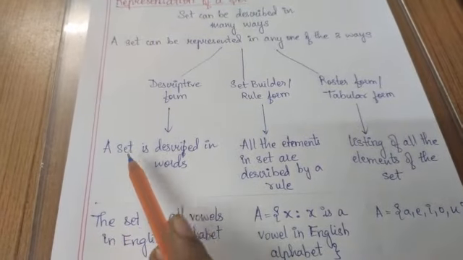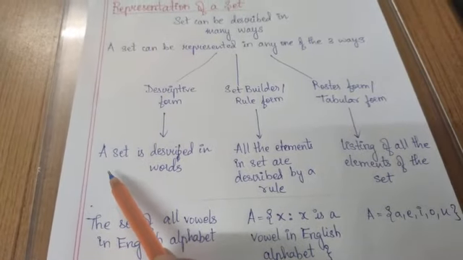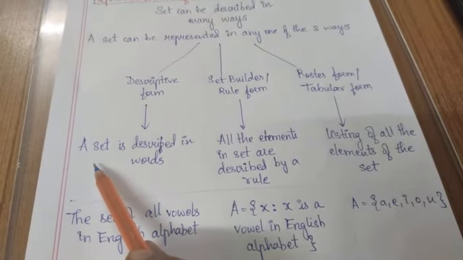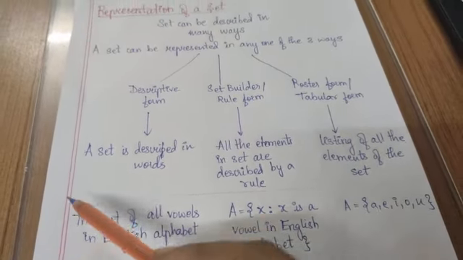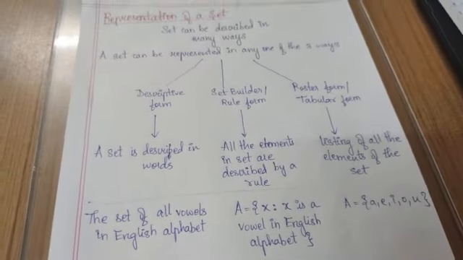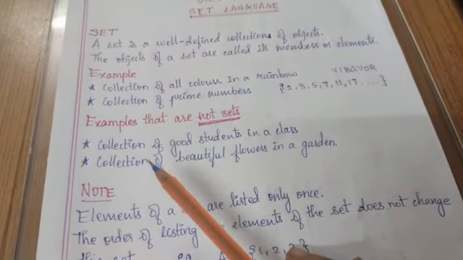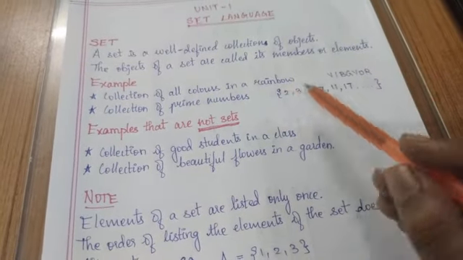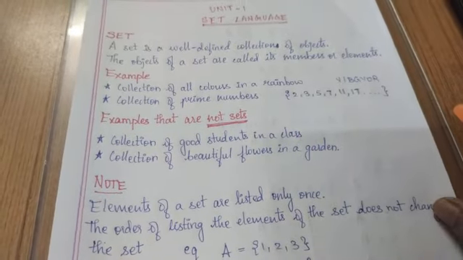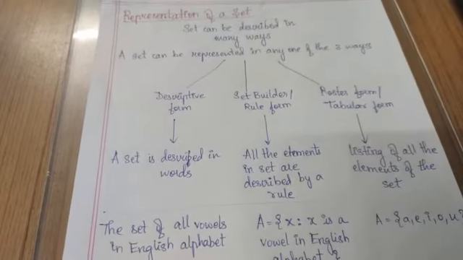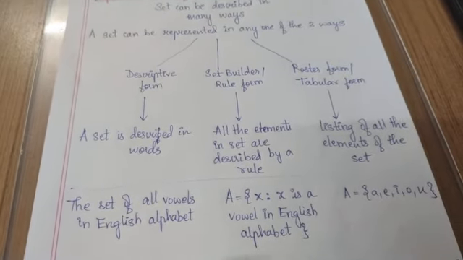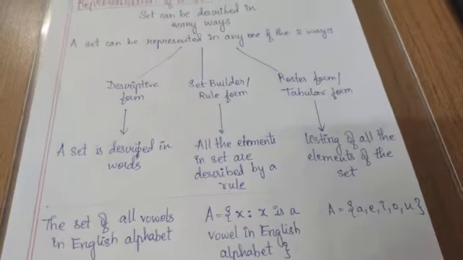Okay, so descriptive form அப்படின்னா a set is described in words. For example the set of vowels in English alphabet. இதுக்கு முன்னாடி பார்த்தோம்ல, collection of colors in a rainbow, collection of prime numbers. So இதெல்லாமே are in descriptive form. So they are described in words.